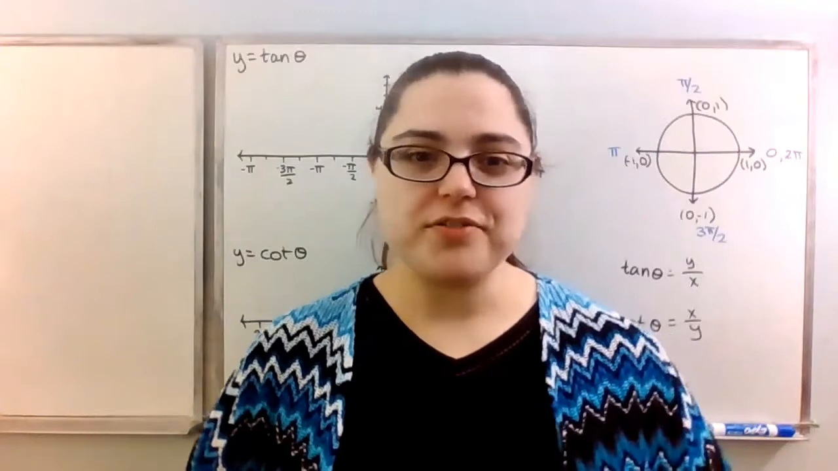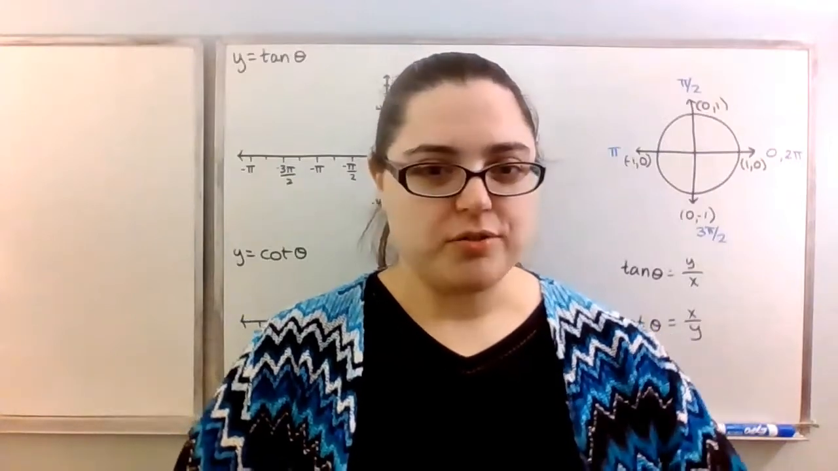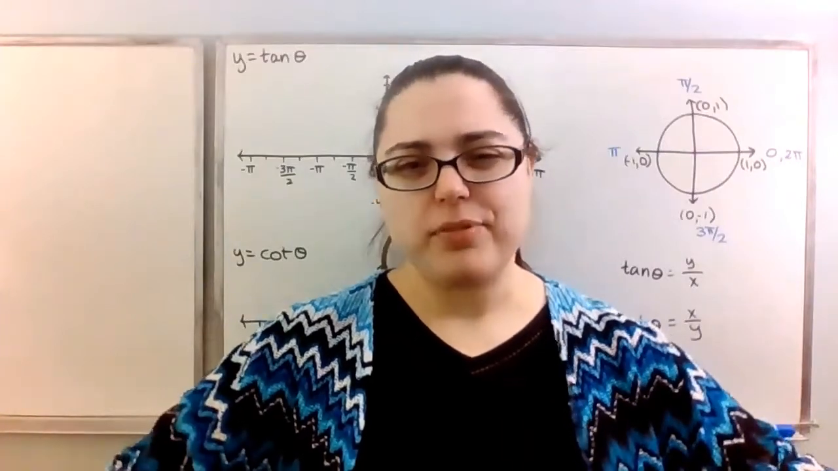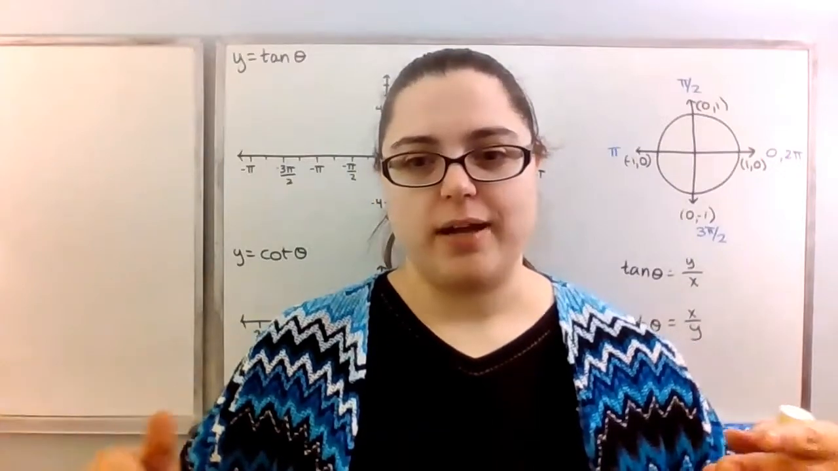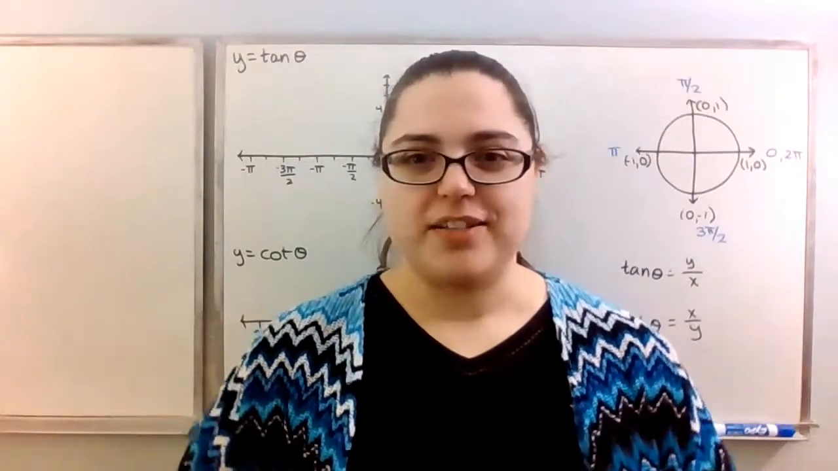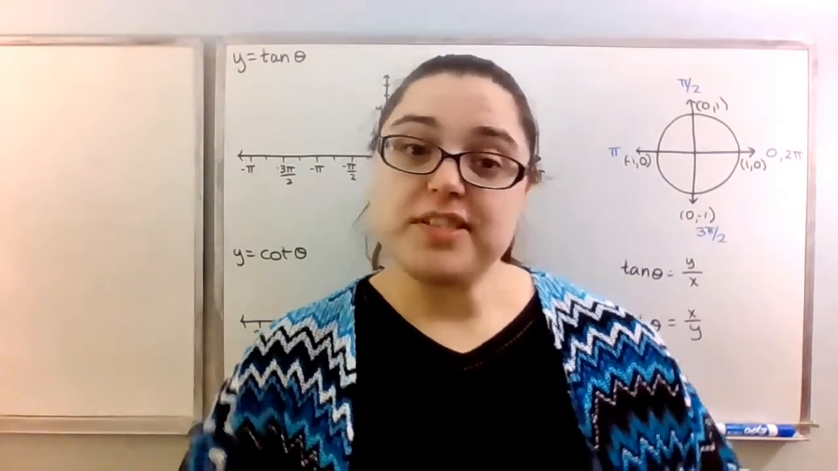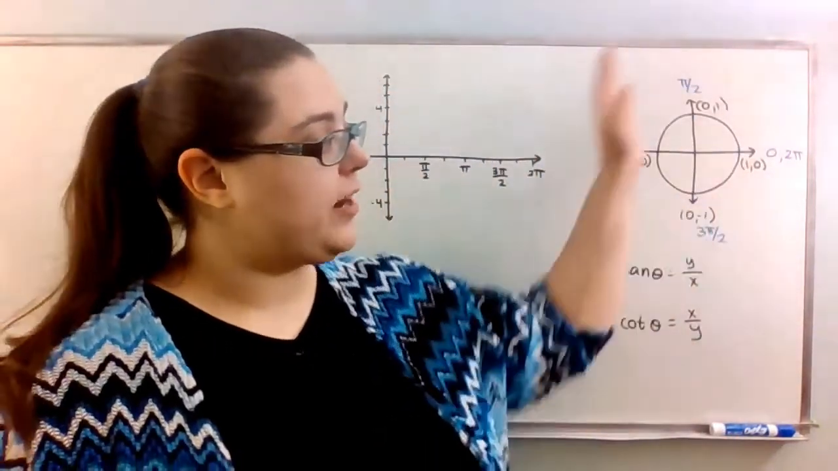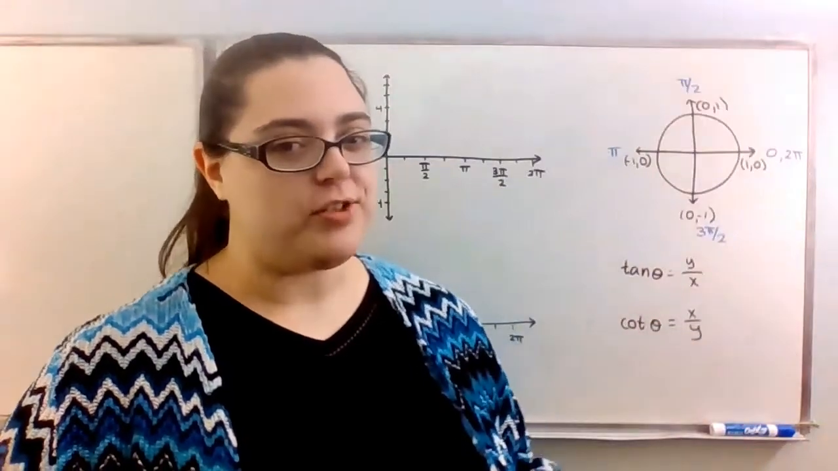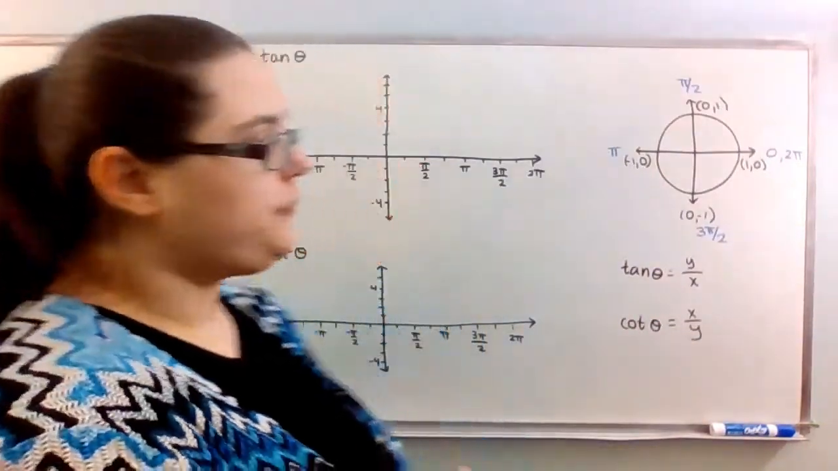If you haven't watched those videos yet, I recommend that you watch those first, because we're going to depend on some foundational reasoning to graph these, so we can graph them a little bit more quickly. We've been using the unit circle to help us graph our trig functions, so we're going to do that for tangent and cotangent as well.